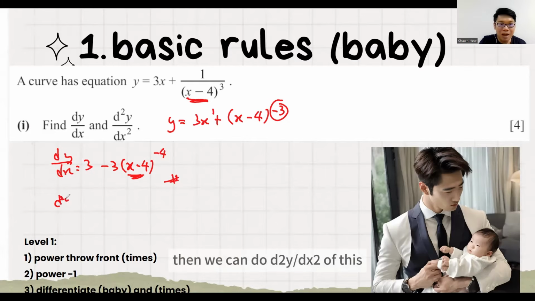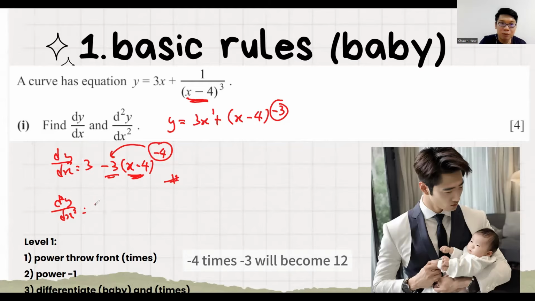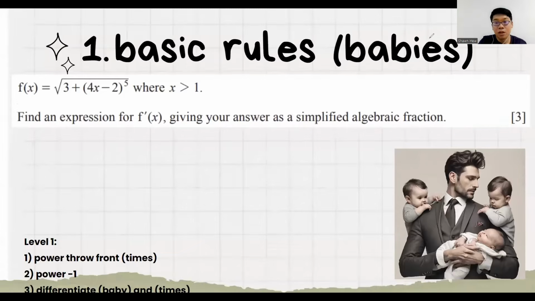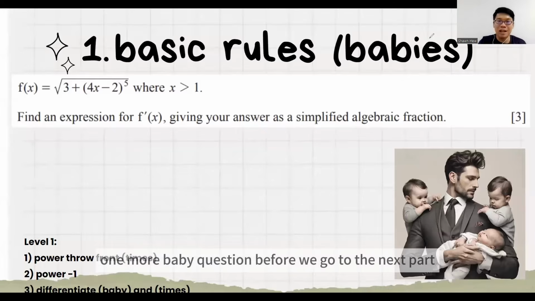Then we can do d2y/dx squared of this. So 3 differentiate become nothing. Minus 4 times minus 3 will become 12. Baby copy, power minus 1. So this is d2y/dx squared, so you can get 4 marks. One more baby question before we go to the next part.